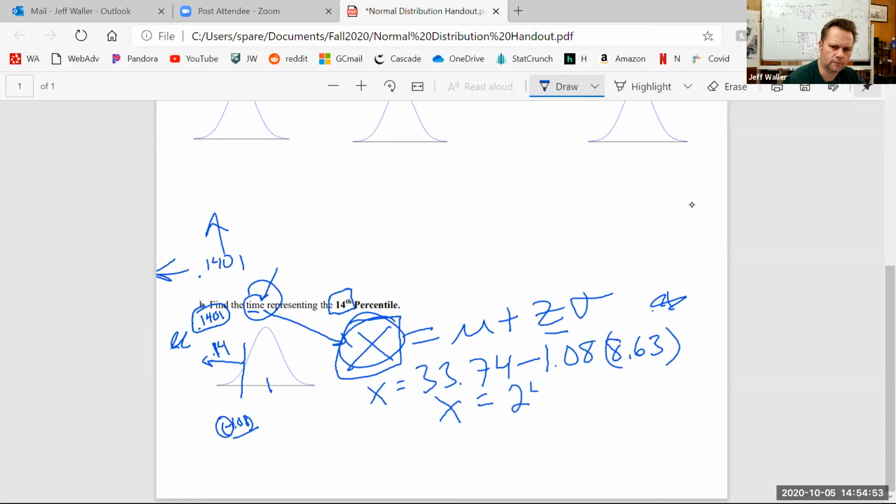24.42. 24.42. Look at that. It's palindromic. All right. 24.42 what? Minutes. Minutes. There we go. That's got to be part of the answer. Yes.